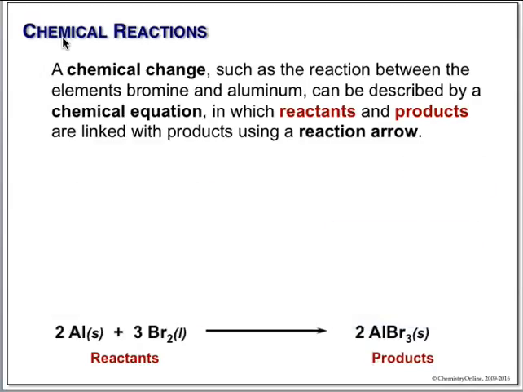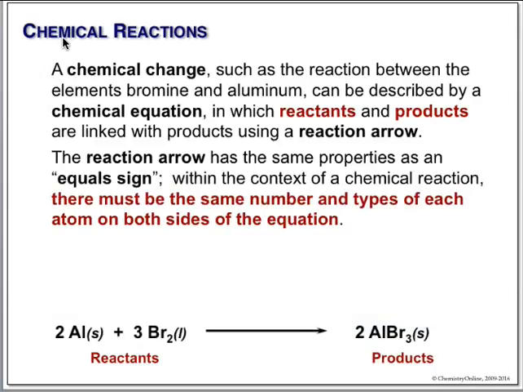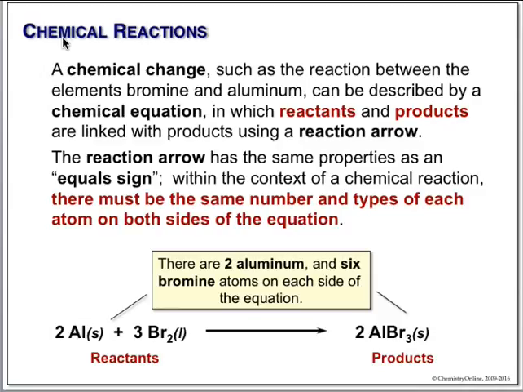Now, what that really means is that there must be the same numbers and types of atoms on both sides of the equation. So if you look at this equation, you see we have two aluminums here, two aluminums here. We have a total of six bromines and a total of 2 × 3 = 6 bromines. Same numbers and types on both sides. Also, you must have the same mass on both sides. But we'll talk about that later.